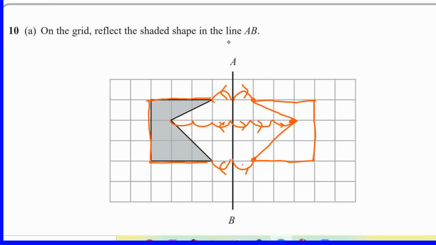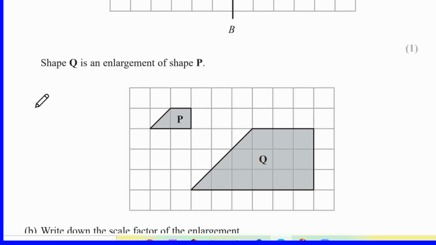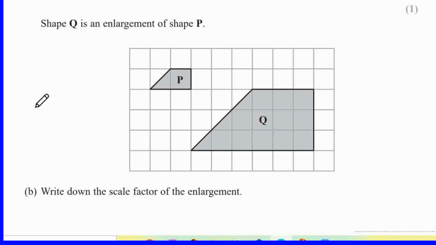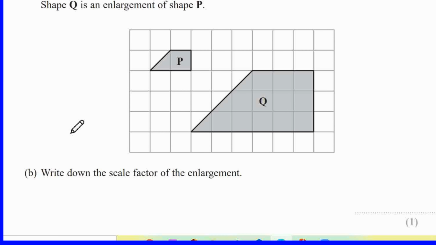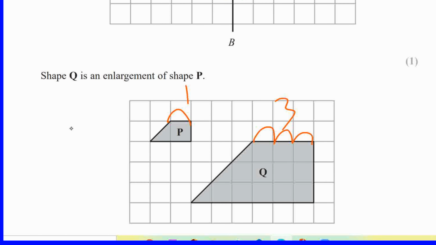So our reflection. If you have questions, please feel free to write down in the comment section, which will make another video to explain. Shape Q is an enlargement of shape P. Find the scale factor of the enlargement. See, this is 1, and this is 1, 2, 3. So the scale factor is 3. 1 goes to 3 by times by 3.